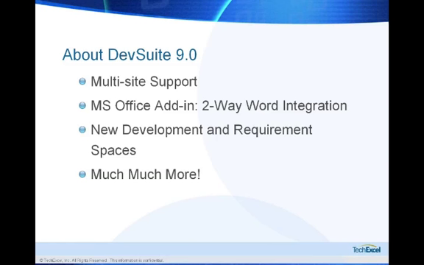Before we start talking about multi-site, I want to talk a little bit about what was in 9.0. If you've attended the other webinars, you know that there is a lot of features in 9.0. In the event you didn't attend the other ones, I just want to mention that in addition to having multi-site support in 9.0, we also have a brand new MS Office or Word add-in that allows you to have a two-way Word integration for DevSpec. We also have a new thing called Development and Requirement Spaces, and there's much, much more.